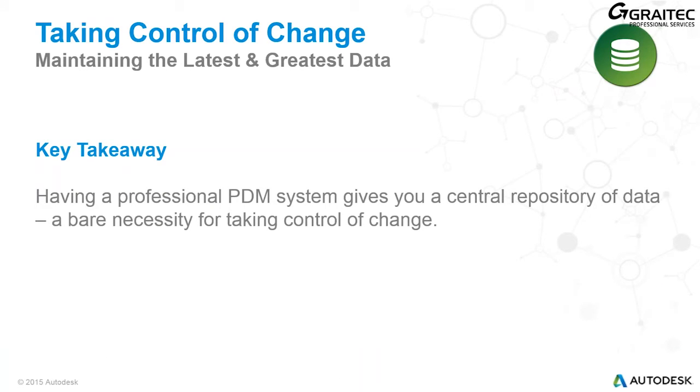So again, the key thing to take away here is better control. Having control of your data means you're making your life easier. So you really need to have a single central repository for all your data. Without that, you're going to struggle to manage your data. But not only that, the processes and your collaboration. So it's all about people, process, and data.